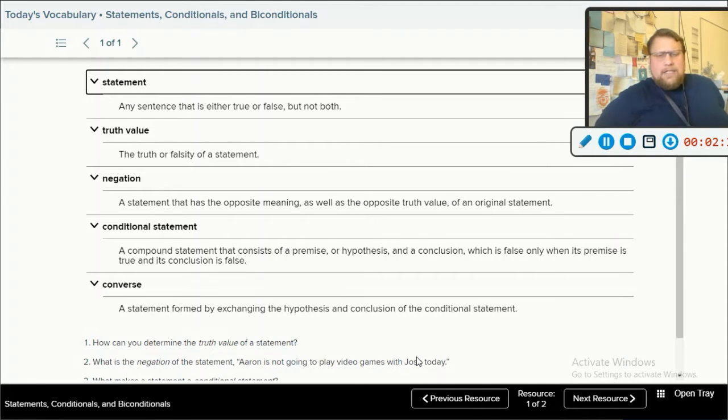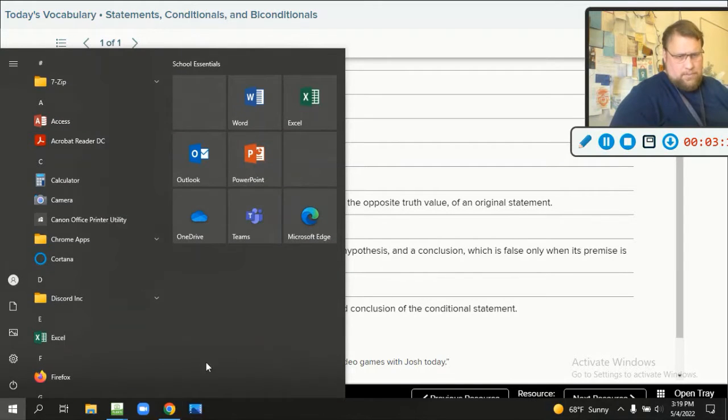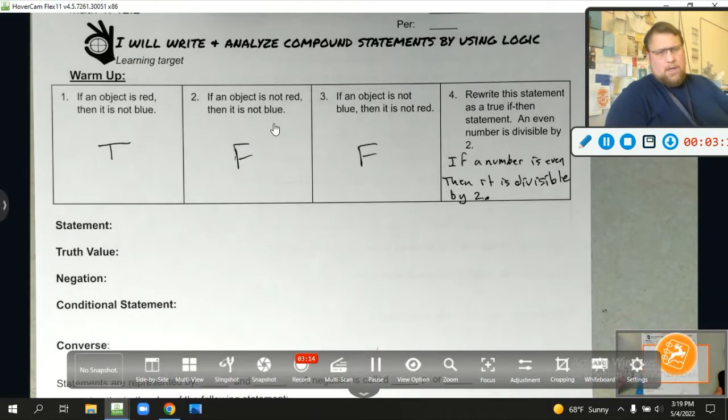What we're really going to hit on at the end of today's lesson: conditional statements. A conditional statement is a compound statement that consists of a premise or hypothesis and a conclusion, which is false only when its premise is true and its conclusion is false. And the converse of a statement is a statement formed by exchanging the hypothesis and the conclusion of the conditional statement. So we'll talk more about those later, what that means. Go ahead, again, pause this, write it down, but I am heading back to the math right now.